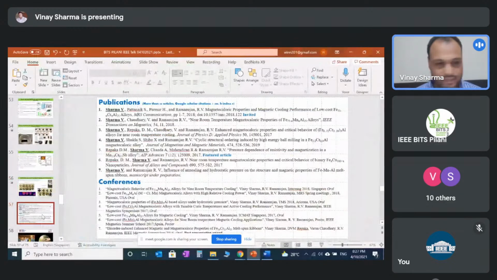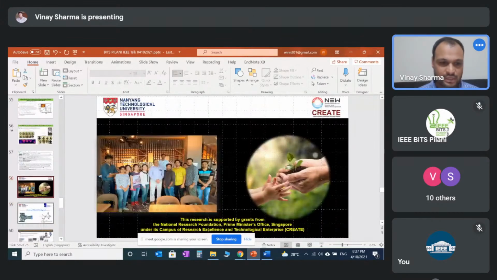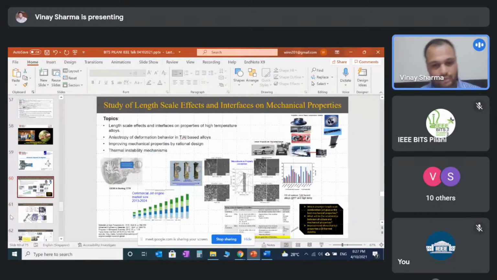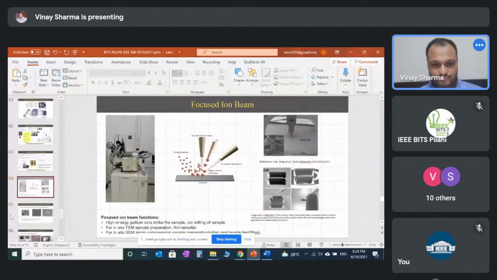So these are various applications of magnetic materials. I had a lot of things to cover, so I would like to thank my research group for this. Currently I'm not working in the research group, but various research papers are still coming out because I left the lab around a year ago. This is also one part of the work where I worked on structural materials development for aerospace applications, wherein we created some nanoparticles and then used AI and ML for this.